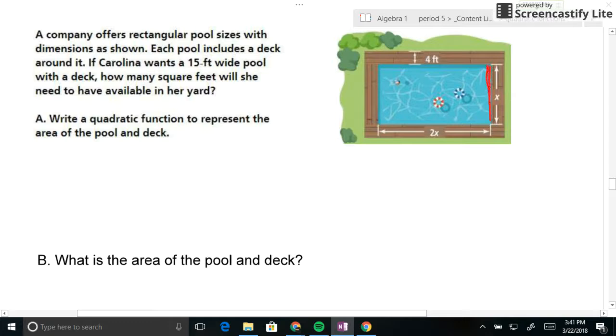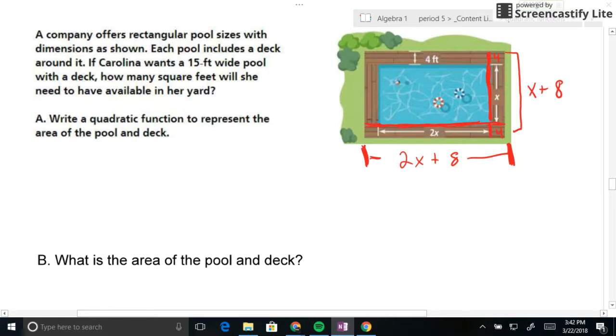So you can see the pool has a width of x feet and a length of 2x. But we want the pool and the deck. So the deck is extended 4 feet on each side. So the deck with the pool would have a width of x plus 8, because 4 plus 4 is 8. And the 2x is also extended 4 feet on each side here and here. Right? So the length of the pool with the deck attached is 2x plus 8.